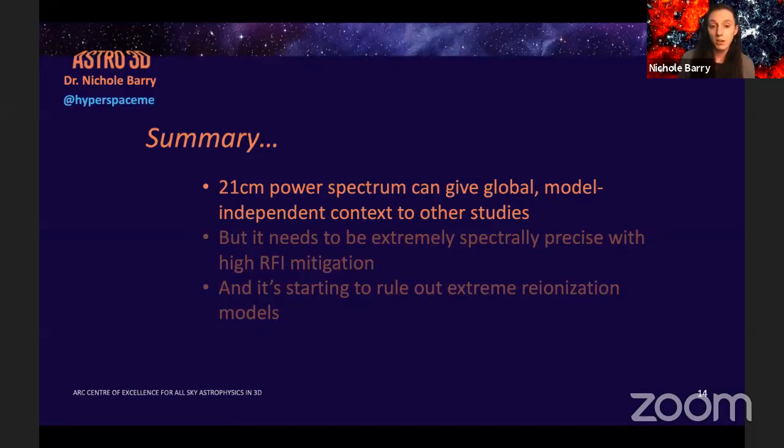So in summary, the 21 centimeter power spectrum analysis is a global, model independent study, which hopefully can give context to all the other EOR studies out there. However, it's difficult because it needs to be extremely spectrally precise and have extremely high RFI mitigation. However, we are starting to rule out some extreme reionization models, and it'll be a good space to pay attention to as we start to lower those limits and rule out other models as well.